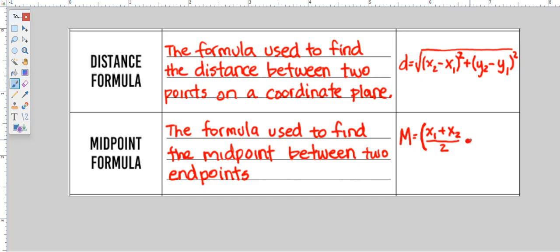And then, of course, that is my x-coordinate. Now I need to find my y-coordinate. That's why I have this comma here, okay? So comma, and then y1 plus y2. And we're looking for the average here. We're looking for the average distance, or the median, the middle of those 2 points. That's what we are doing here. Okay, so that is the midpoint formula. Moving on.